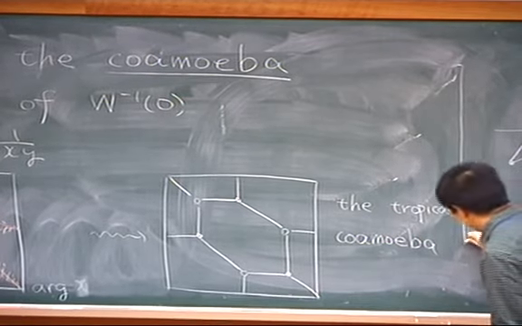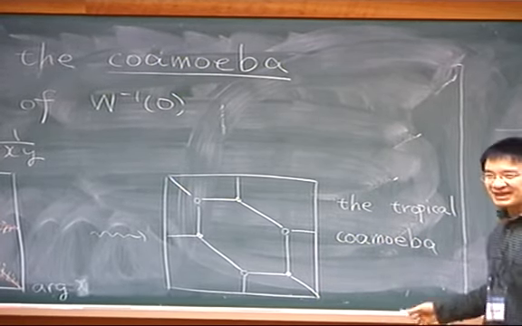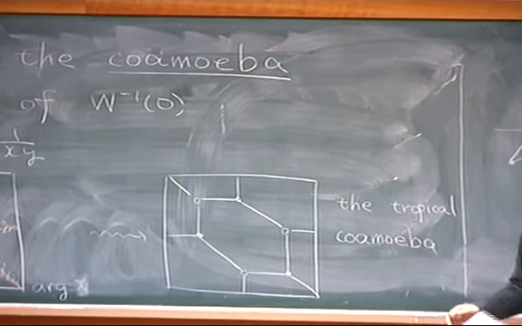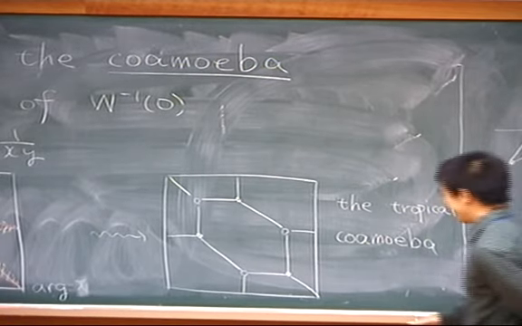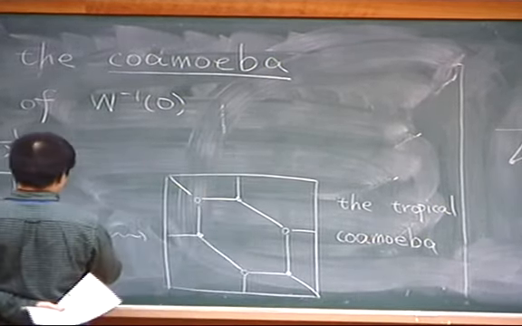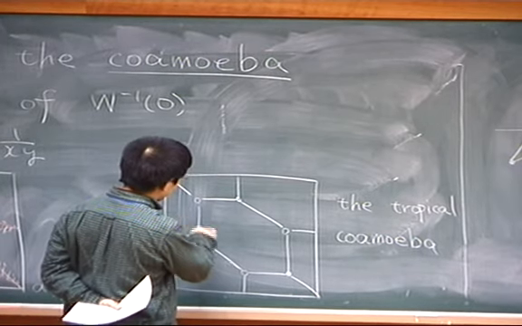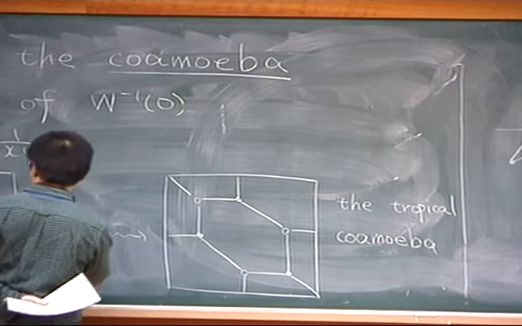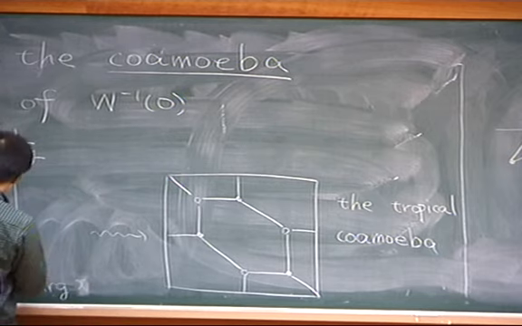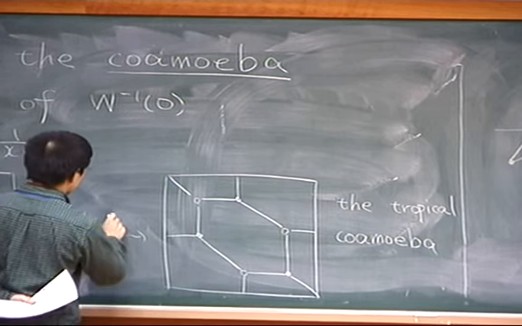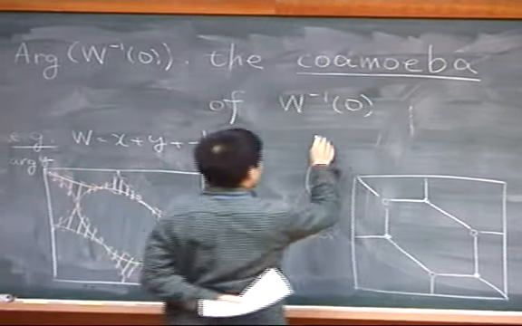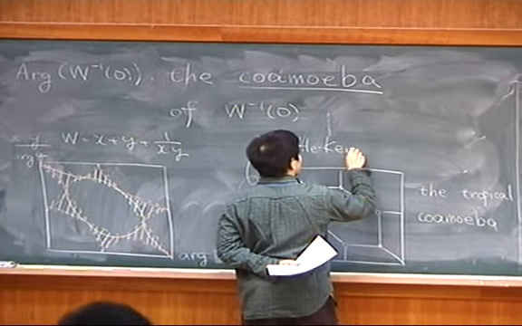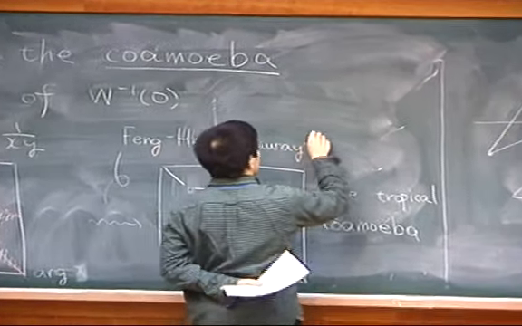This terminology has been introduced by us, and if you have any better suggestions, they are welcome. A good name is, I think, important. Anyway, in dimension 2, it is called dimer models, and the relation between coamoeba and dimer model was first pointed out by Feng, Kennaway, and Vafa.